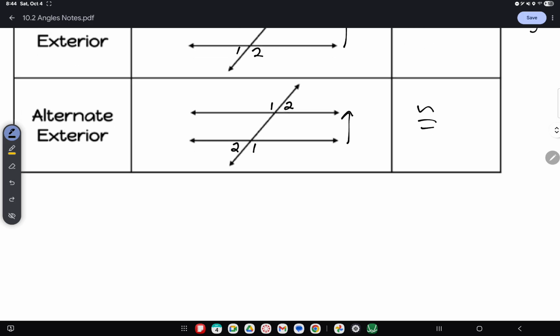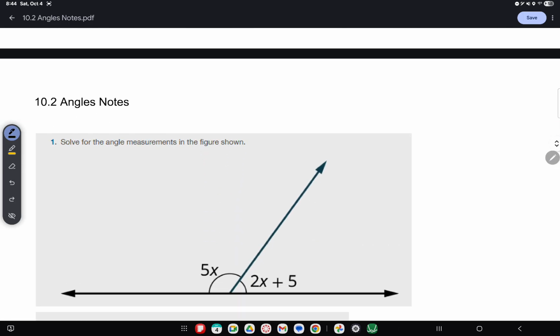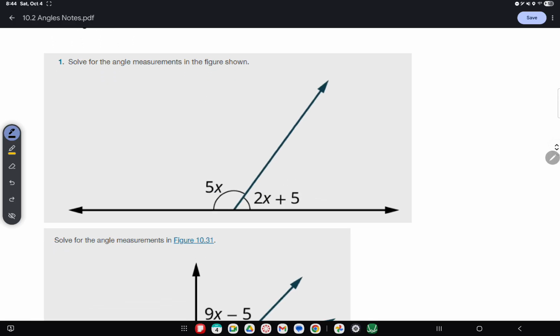And let's work with some problems here. So solve for the angle measurements shown. So all right, this makes a straight line. So that makes these two angles, if we add them up, they're going to be equal to 180 because they're supplementary. So 5x plus 2x plus 5 equals 180. So I'll combine like terms. So 5x plus 2x is 7x.